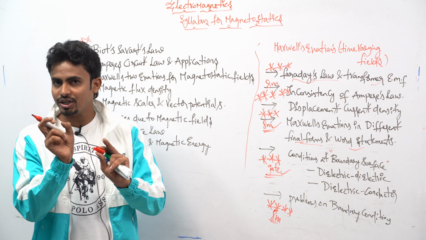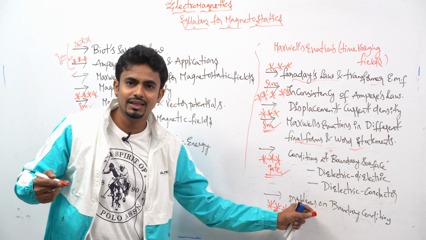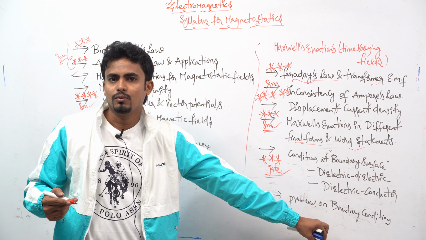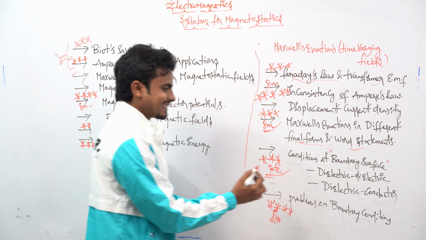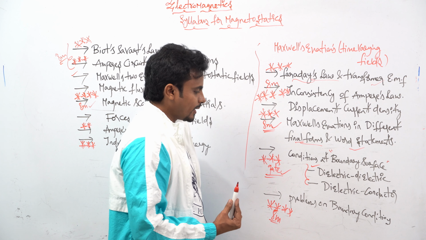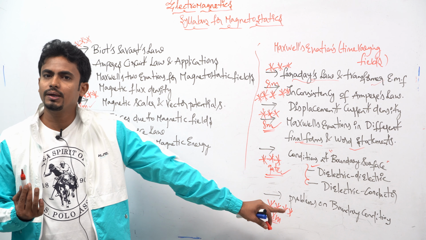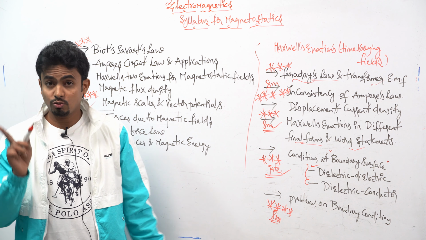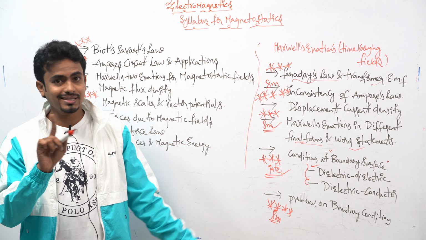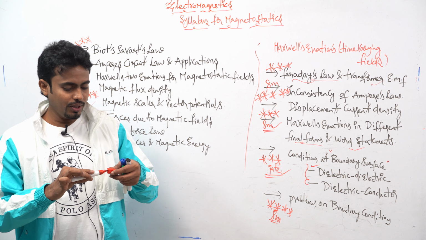For university students, you must study the problems on boundary conditions. You just apply the results for dielectric to dielectric and dielectric to conductor directly to the problems, and you will easily get the answers. One short question might be asked in your university examination, a problem on boundary conditions, but the concept can't be asked. The concept might be useful for your GATE examination only.